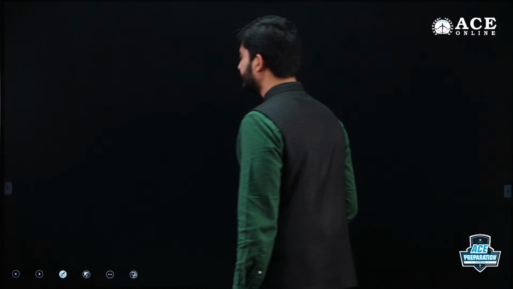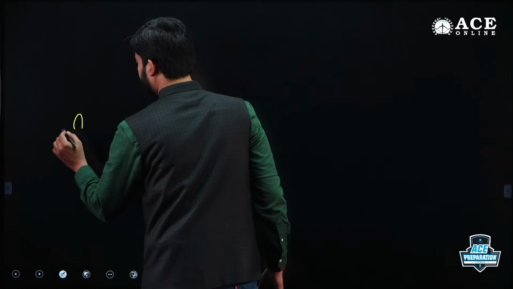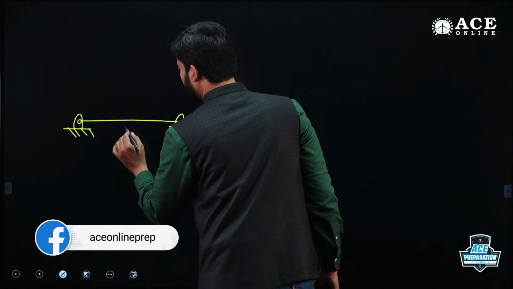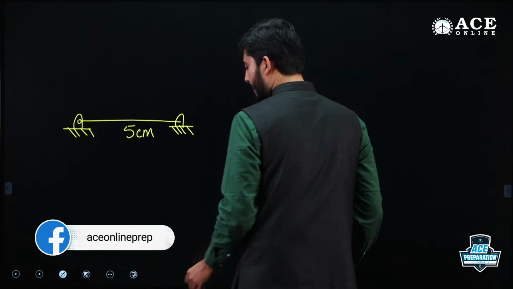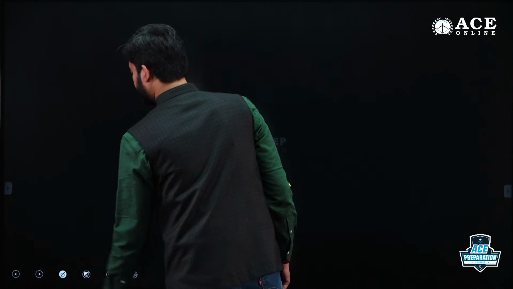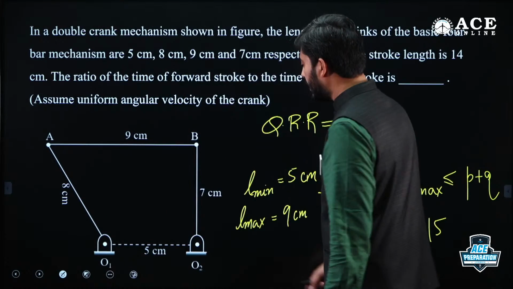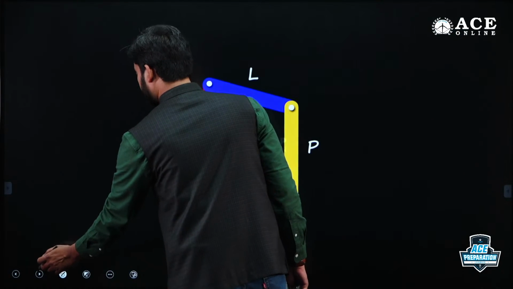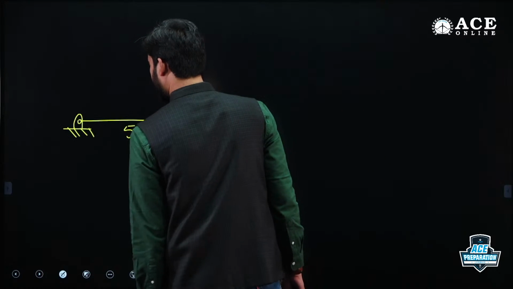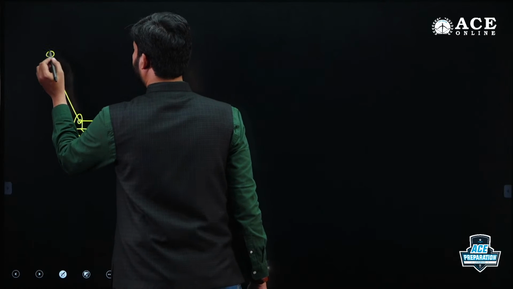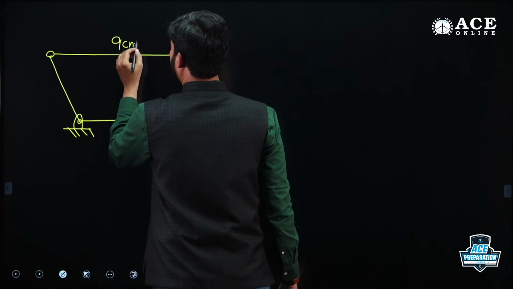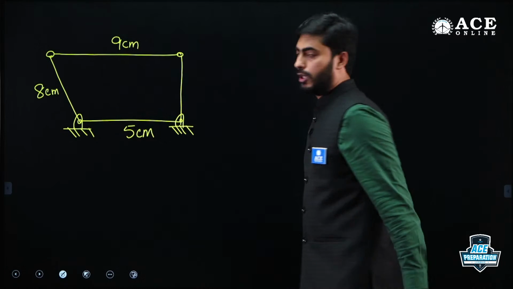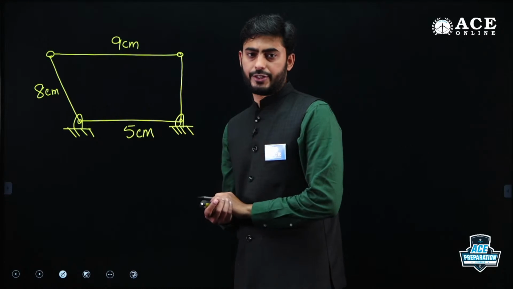So moving to this question now. The fixed link has a dimension of 5 centimeters, and the adjacent link is 8 centimeters, then 9 and 7 centimeters. So here you are required to determine the quick return ratio.